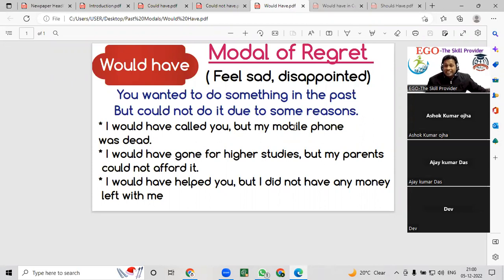You feel sad, you are disappointed, and for that particular situation you are supposed to use the modal of regret, would have. I would have called you but my mobile was dead.